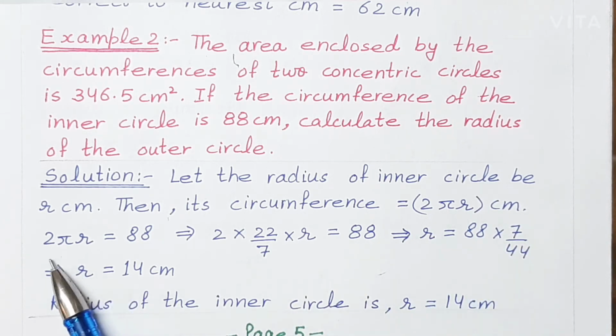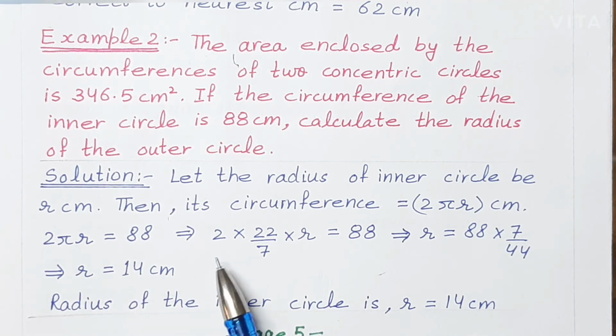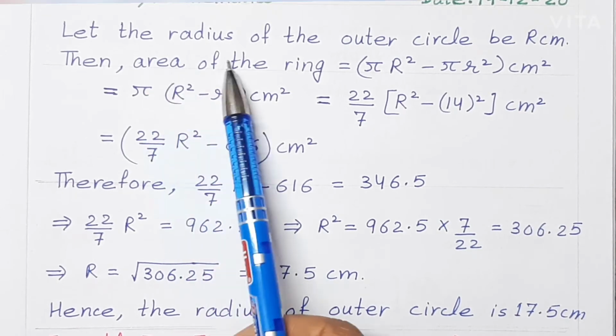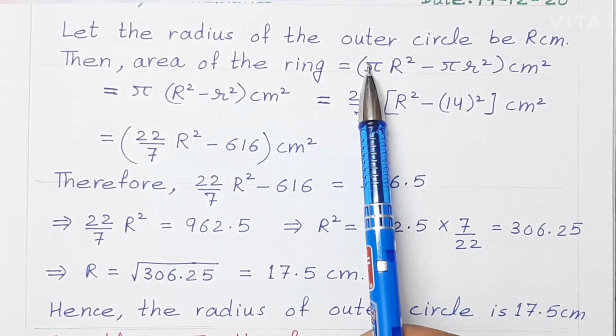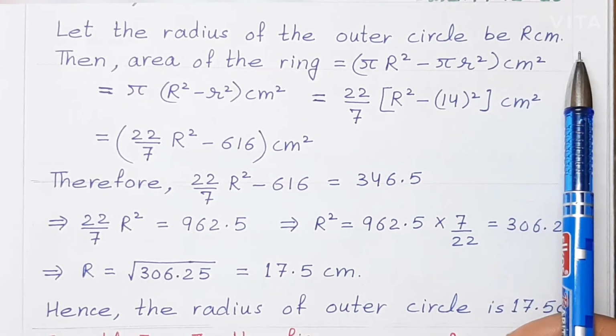So 2 pi r is equal to 88. This means value of r is 14 centimeter. Clear? So radius of inner circle is 14 centimeter. Let the radius of the outer circle be capital R centimeter.